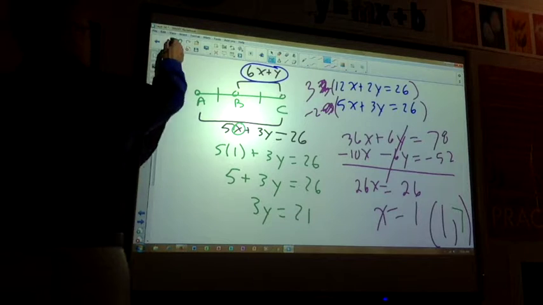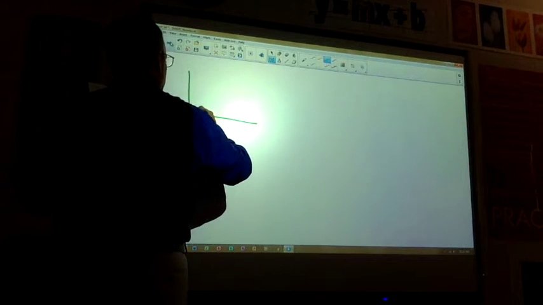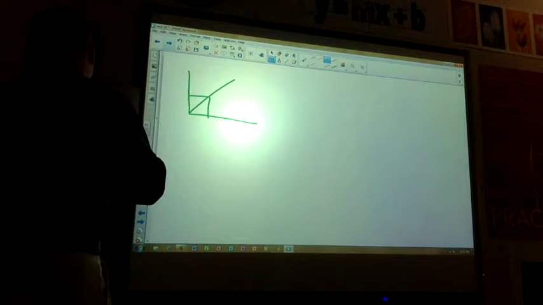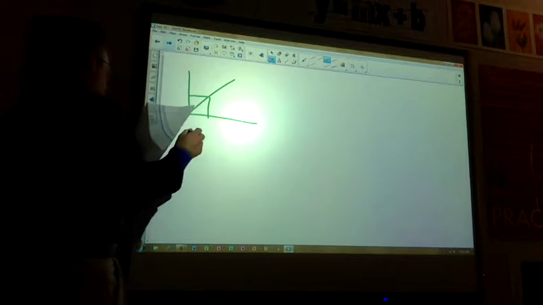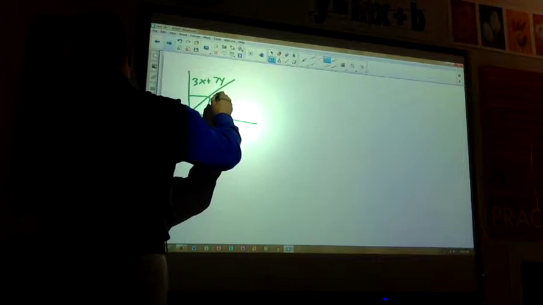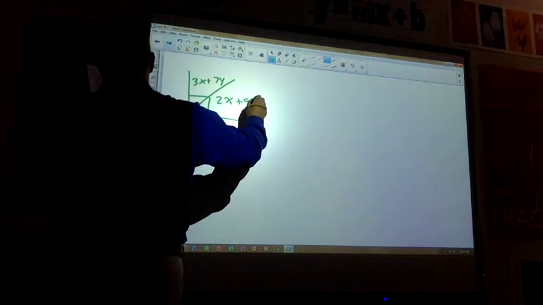Number 3. That's a right angle. They tell us that BD bisects. So if it bisects and cuts into two equal parts, I know that this is 3x plus 7y. I know that this is 2x plus 9y plus 2.